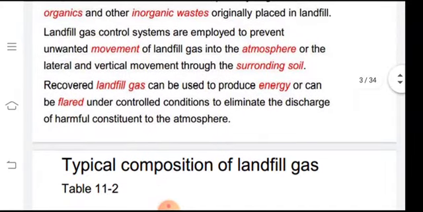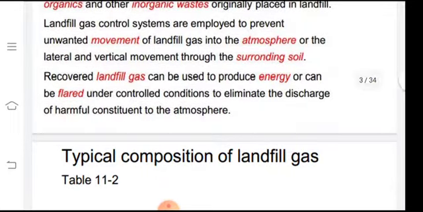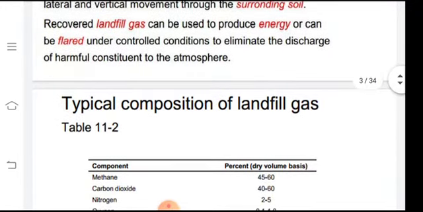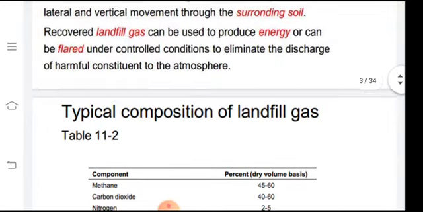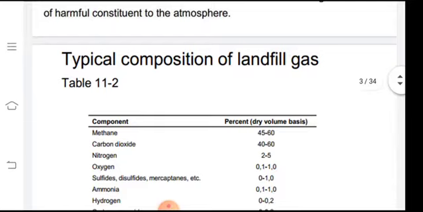The landfill gas control systems are employed to prevent unwanted movement of landfill gas into the atmosphere as well as into the surrounding soils. So vertical as well as horizontal movement of gases will be considered and controlled, and will be further processed if required. We will go into the detail of these processes in the coming slides.